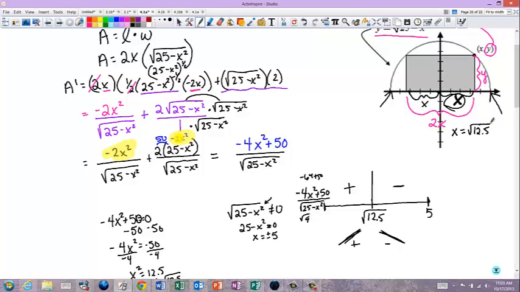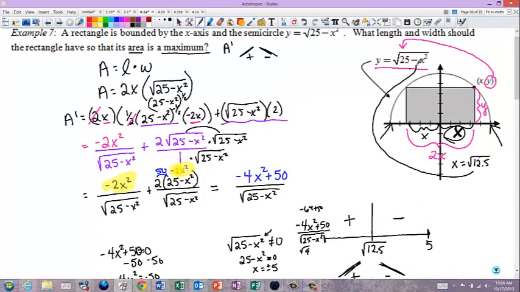And my y value, if I fill in my square root of 12.5 back in, did it ask me to find the actual max, or did it say what length and width? So yeah, it did. So I fill in my x here, so it would be the square root of 25 minus the square root of 12.5 squared. So 25 minus 12.5 is just the square root of 12.5. So it would be a square. So I want my dimensions to be the square root of 12.5 by the square root of 12.5.